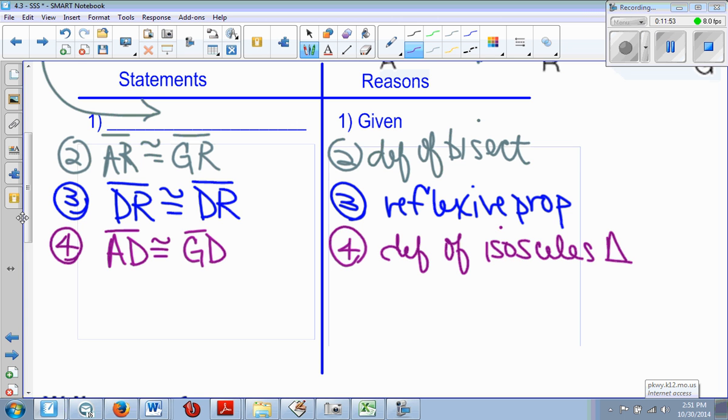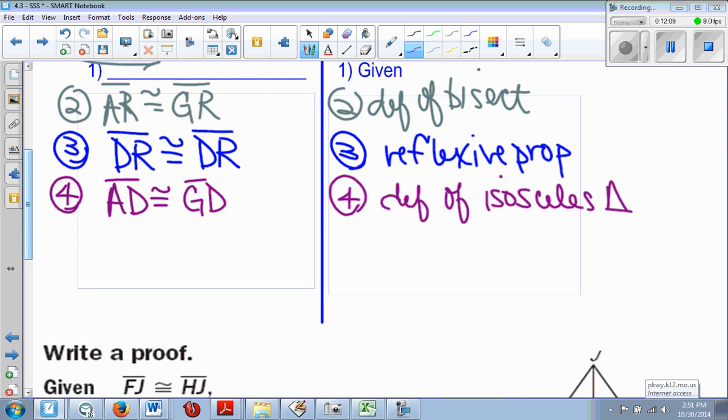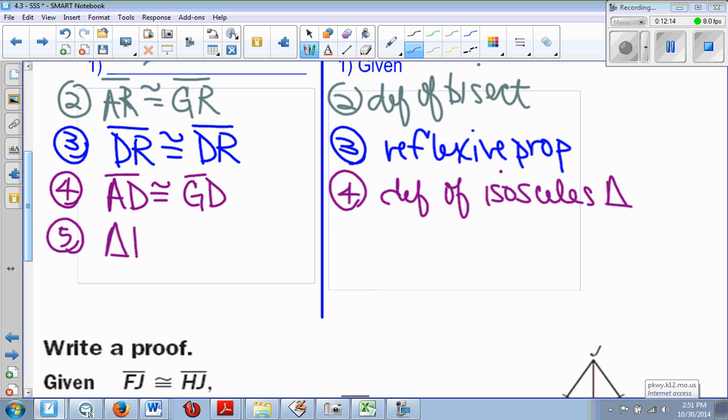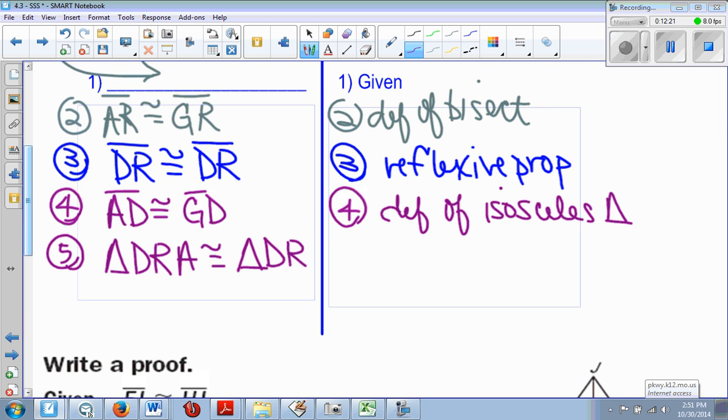So now in conclusion, if we look at the overall picture, just like on the front, we were able to mark off that I've got 3 pairs of congruent sides, which means that yes, I can now say that my 2 triangles here are in fact congruent. So step 5 is going to be to make that statement. Triangle DRA is congruent to triangle DRG.